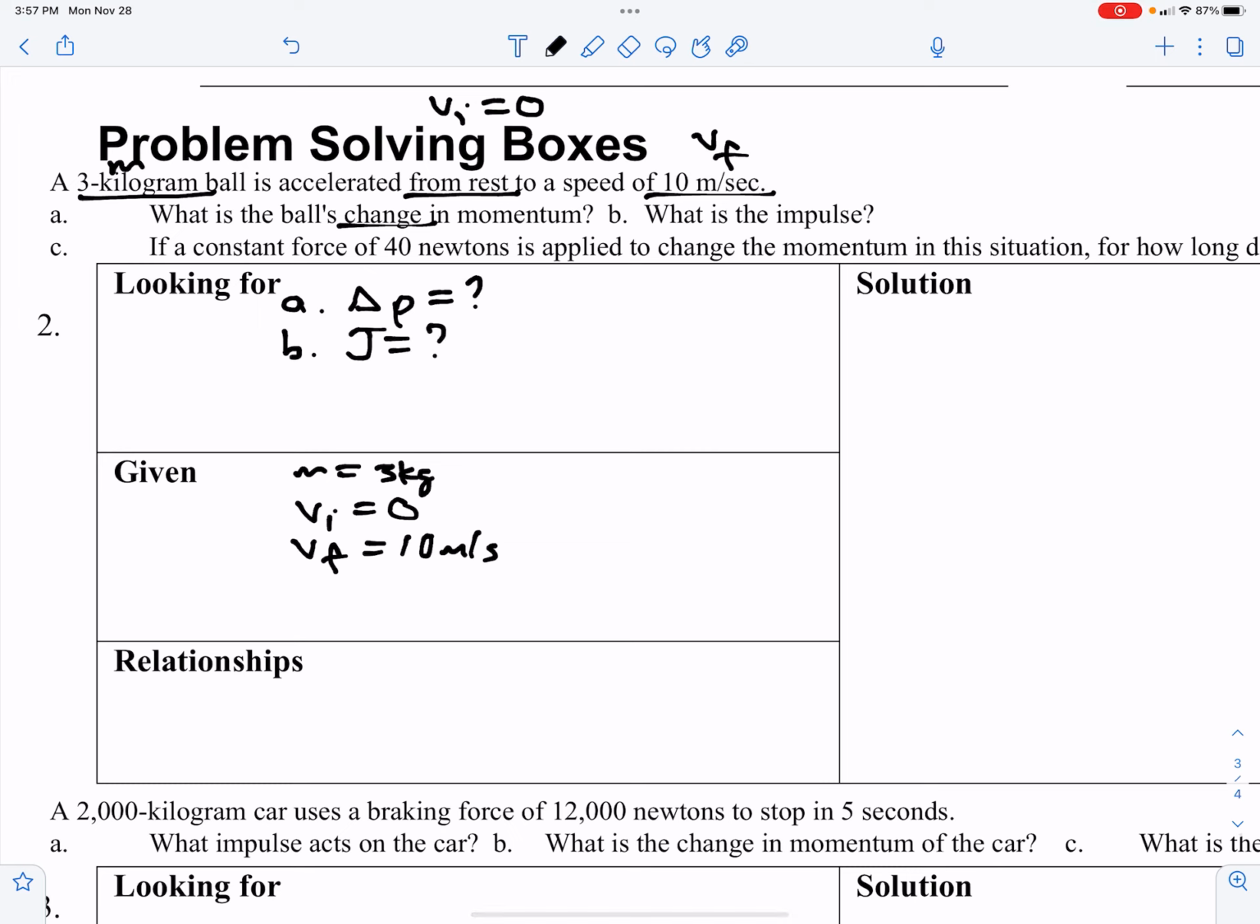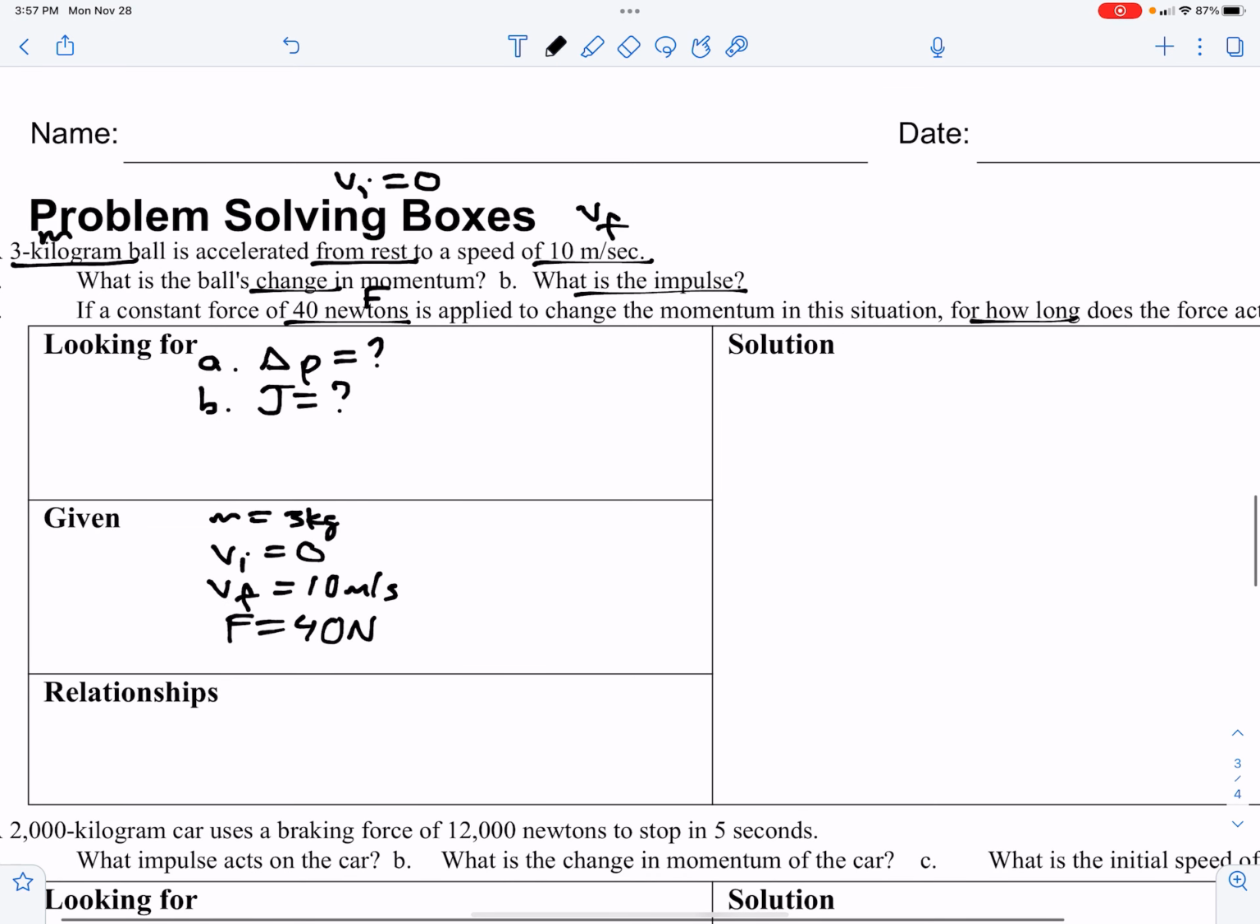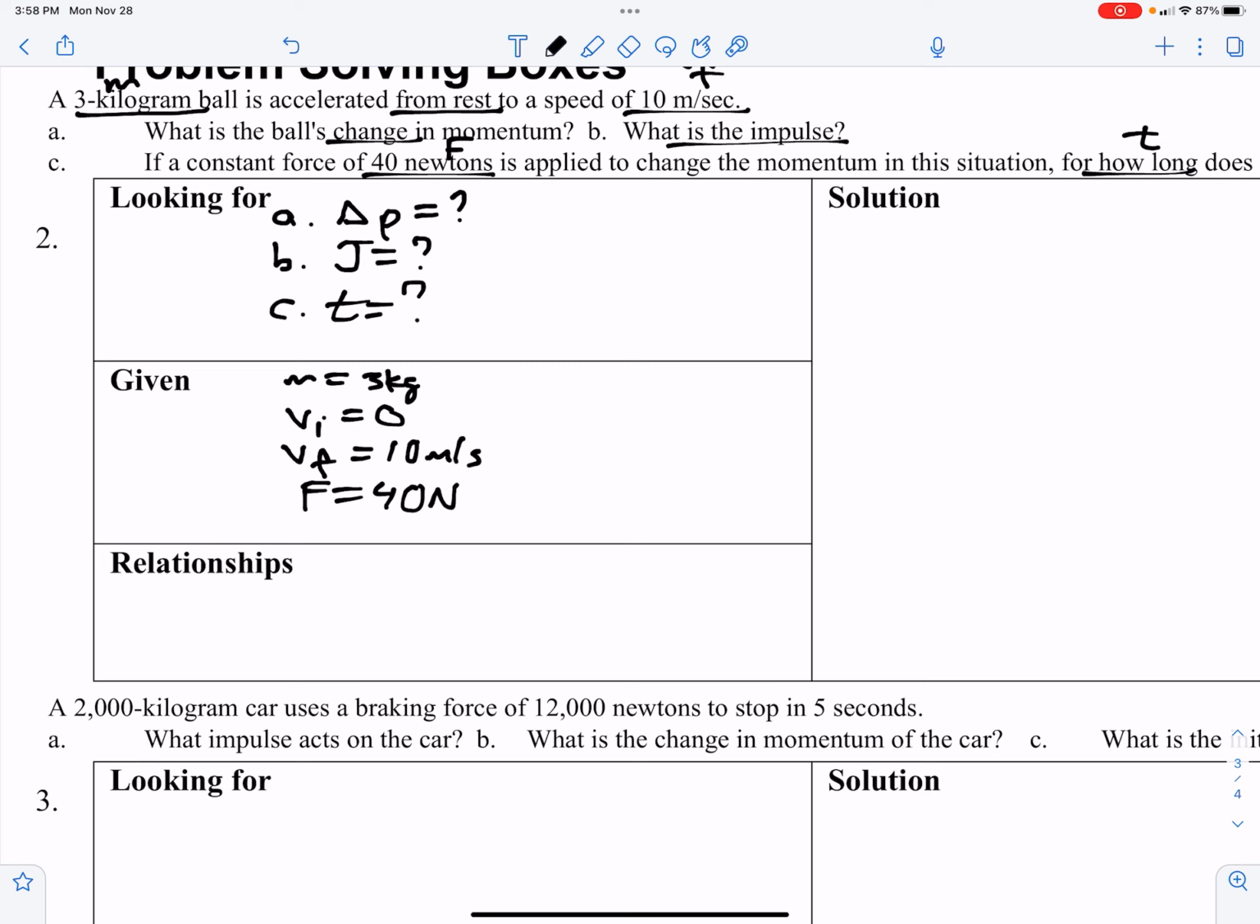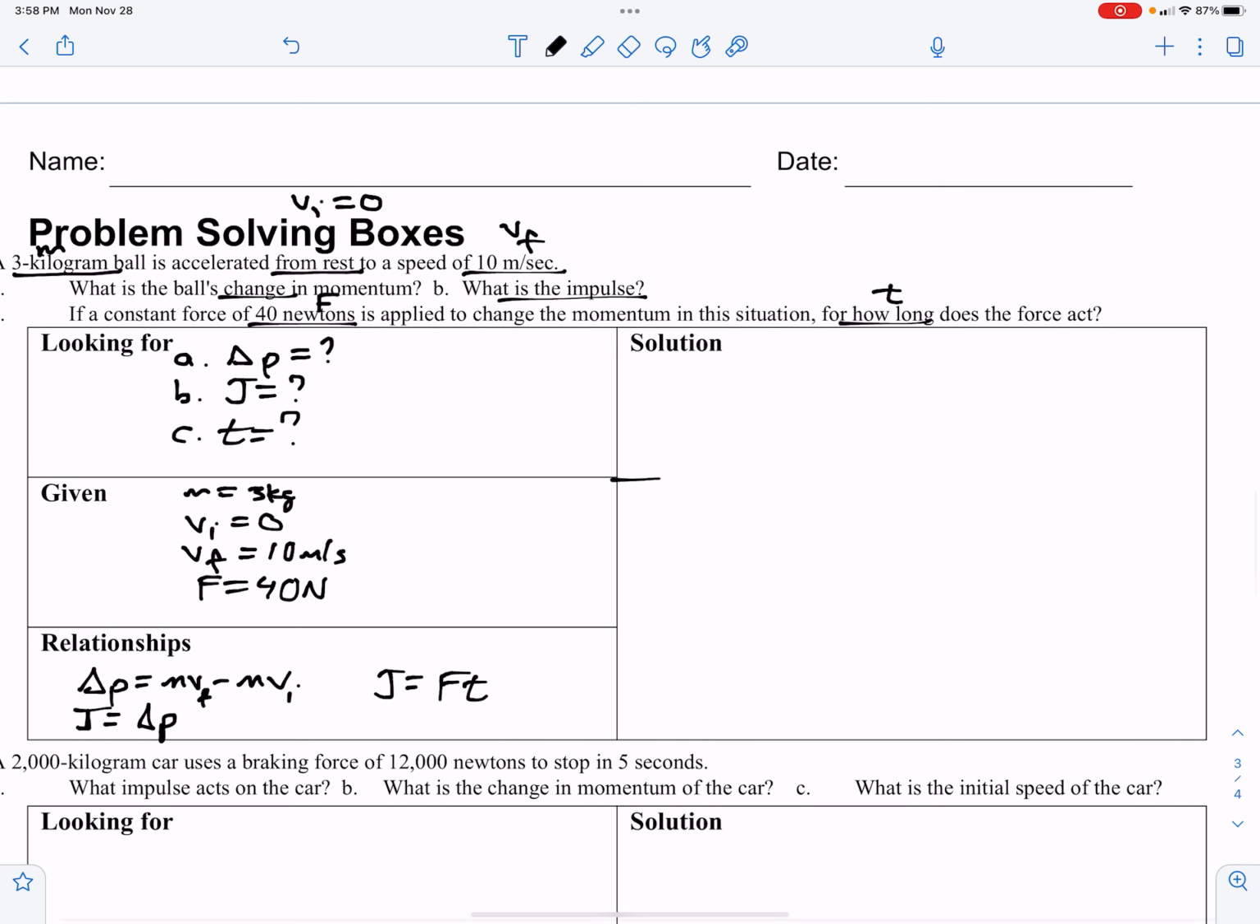Part B, we're looking for the impulse. And then part C, it says if 40 newtons of force is applied, so we're given the force, how long? So part C, you're looking for time. So for part A, how do we find a change in momentum? Well, change in momentum is going to be the final momentum minus the initial momentum. It's really just the speed that changes. And finally, we need to know that impulse is equal to force times time. But don't forget, guys, that your impulse is equal to a change in momentum. So we're going to break this down into 3 different sections: part A, part B, part C.